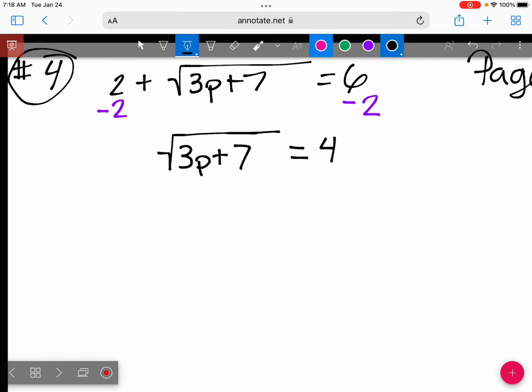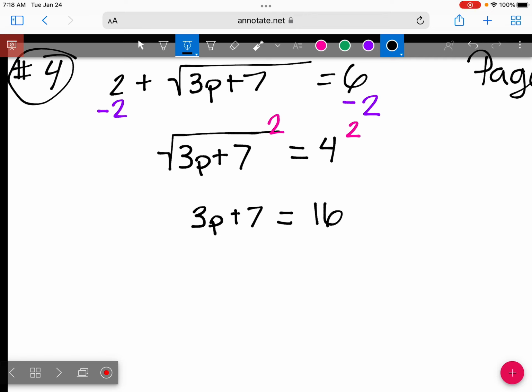So now my square root is all by itself. What are we going to do to get rid of the square root? Square it. This is a square root. So if we had a number right here, it would be an invisible 2, which means I need to square this to get rid of that root. But whatever I do to one side, I do to the other. So we wind up with 3p plus 7 equals 4 squared, which is 16.